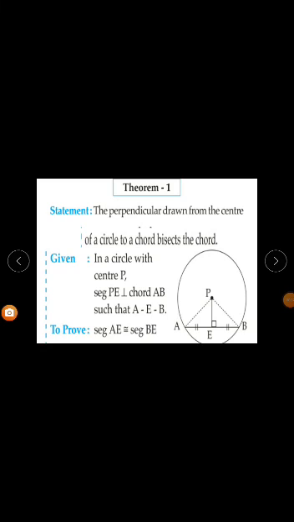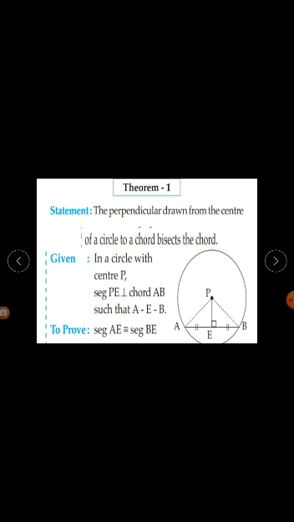Now, first theorem from the circle chapter. Statement: the perpendicular drawn from the center of a circle to a chord bisects the chord.